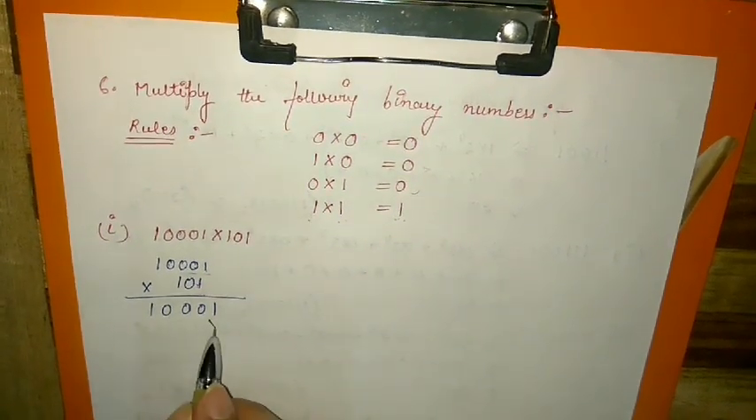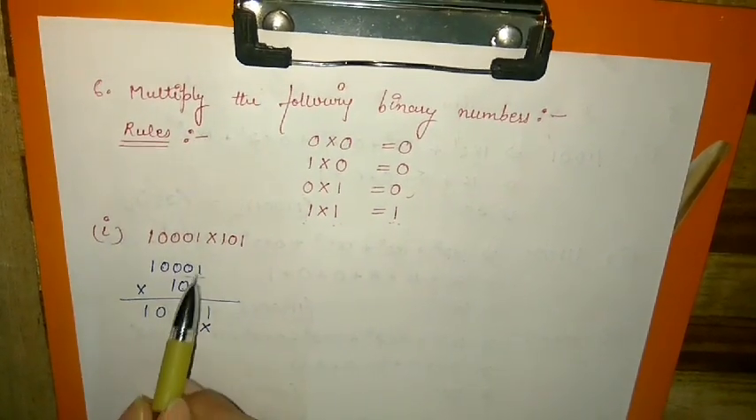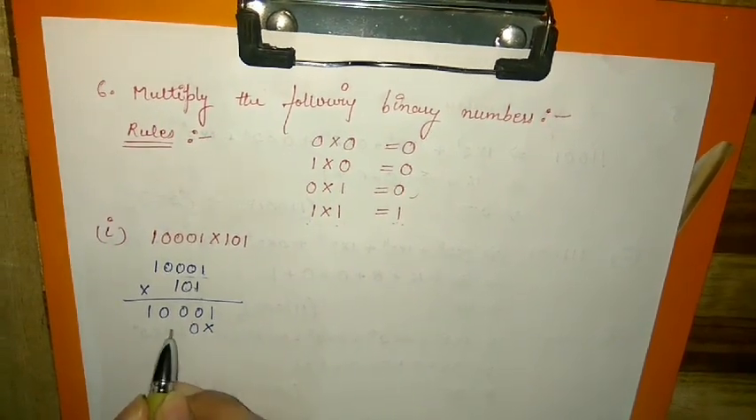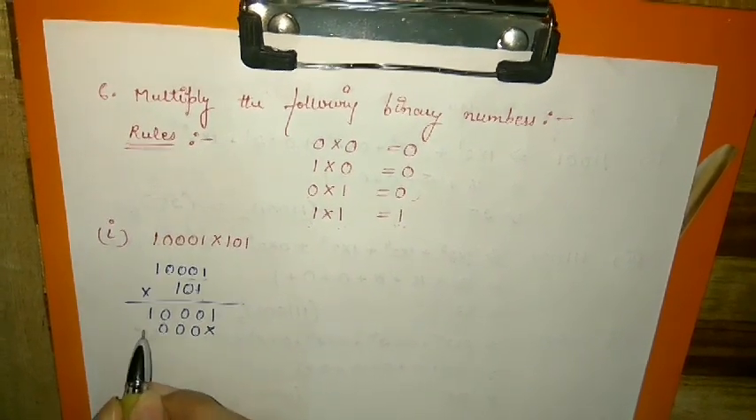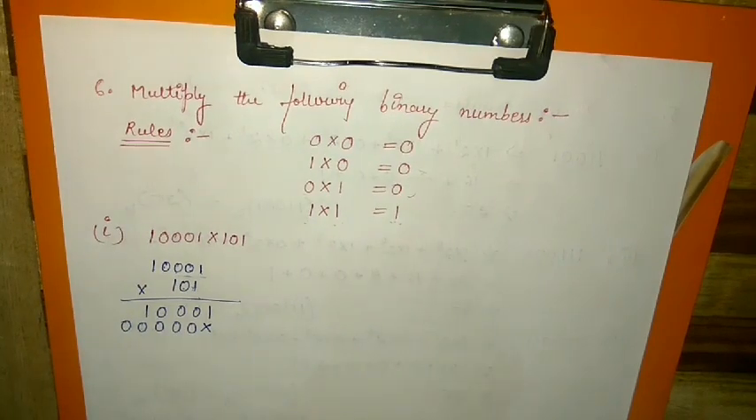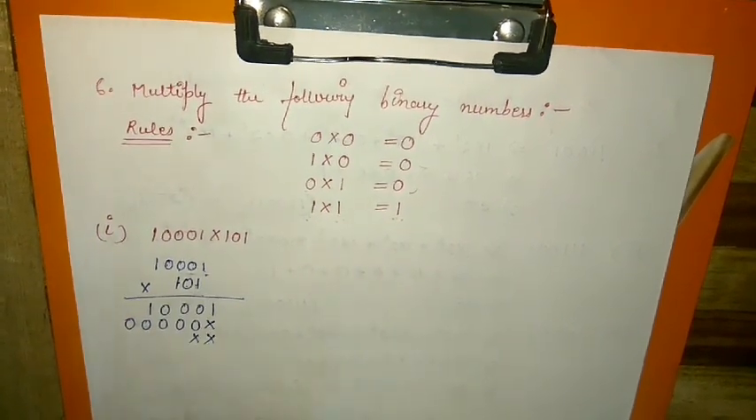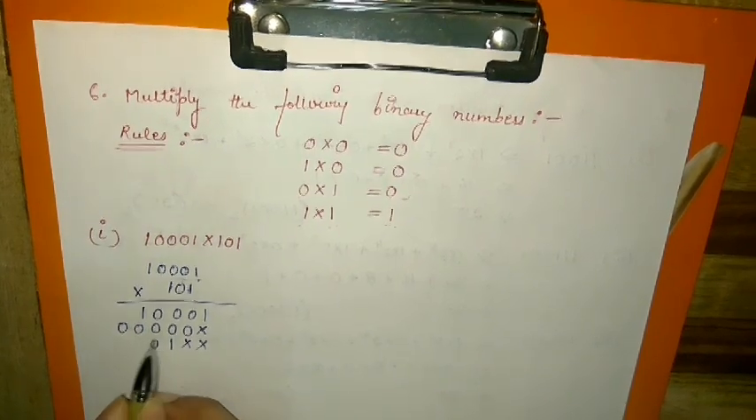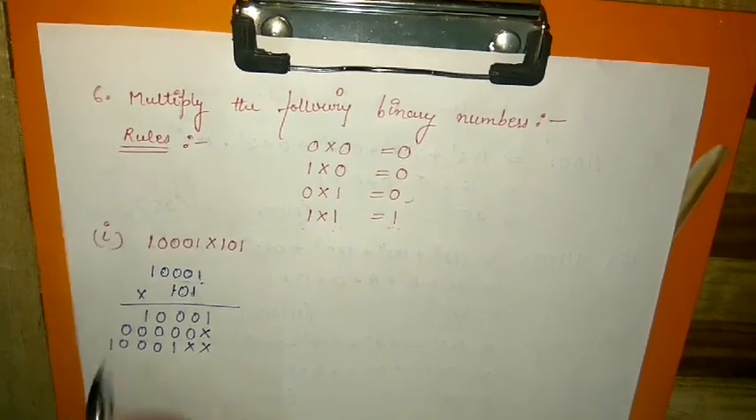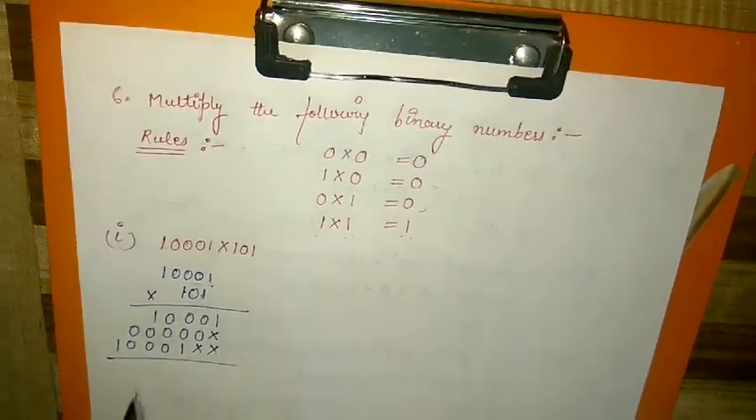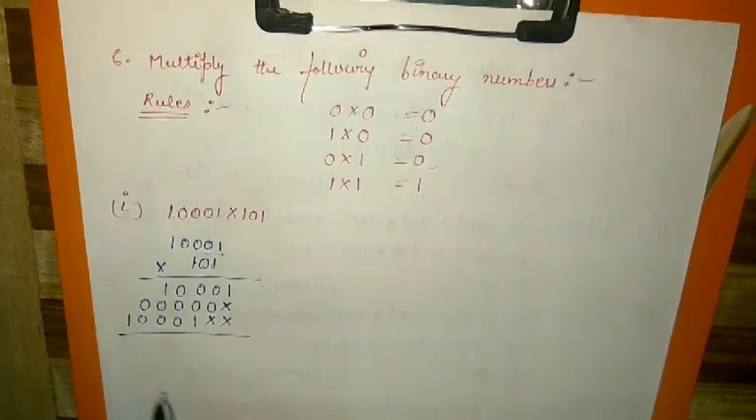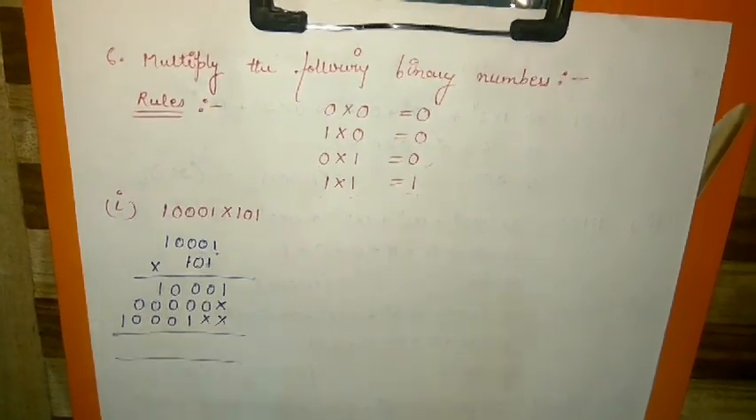Okay, over here a cross sign, then again 0 multiplied by 1 is 0, over here also 0 0 0 0. Okay, again 2 cross signs, 1 multiplied by 1 is 1, then 0 0 0 1. I hope this thing is clear. Now what you have to do, you have to sum these numbers, you have to find out the sum.